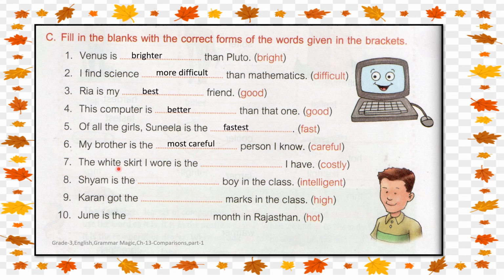Seven, the white skirt I wore is the dash I have. Costliest. Eight, Sham is the dash boy in the class. Most intelligent. Nine, Karan got the dash marks in the class. Highest. Ten, June is the dash month in Rajasthan. Hottest.